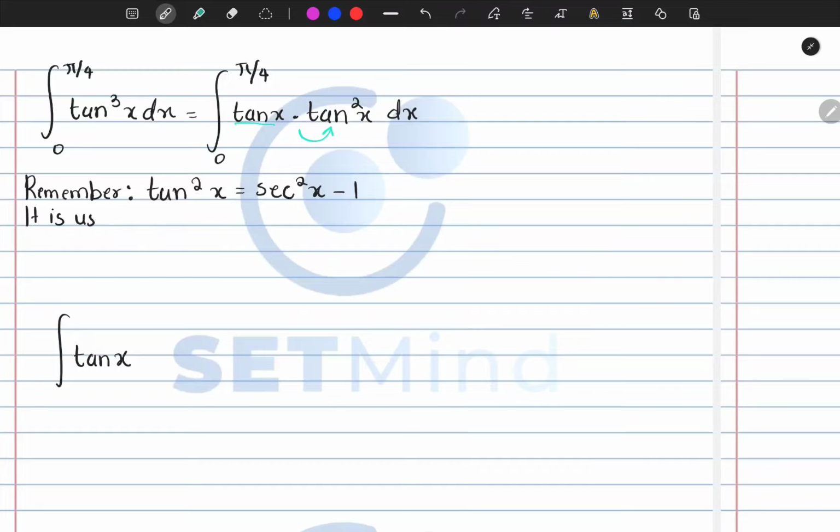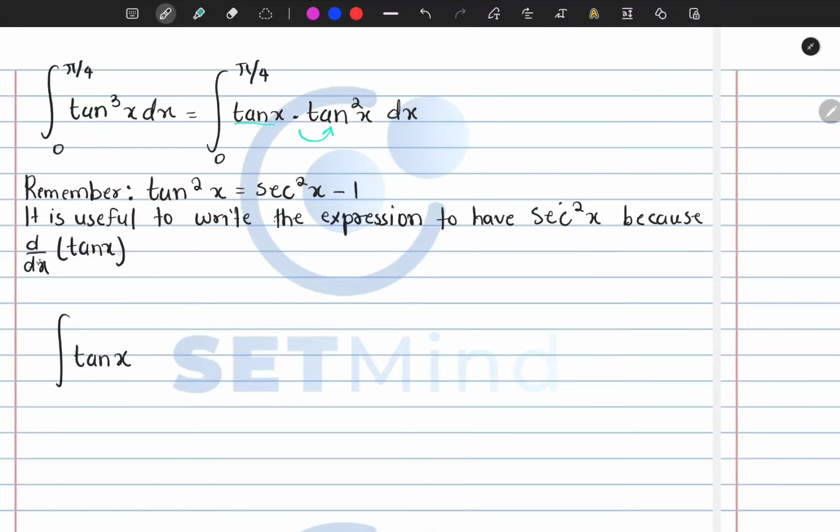So let me make a note of that. It is useful to write the expression to have sec squared x, because the derivative of tan x will simply give us sec squared x. So wherever there was tan squared, I'm going to replace it with sec squared x minus 1, dx. This is evaluated between 0 and pi over 4.